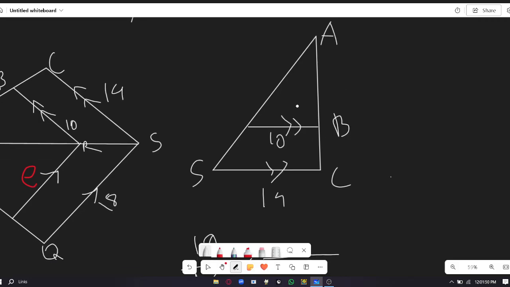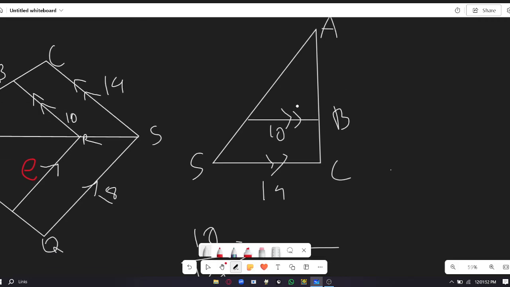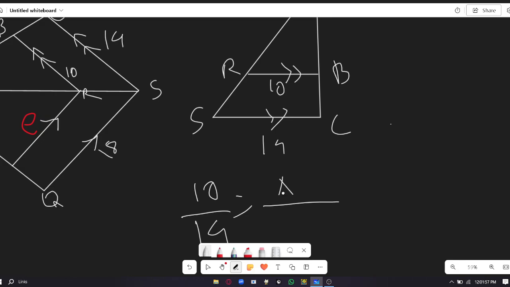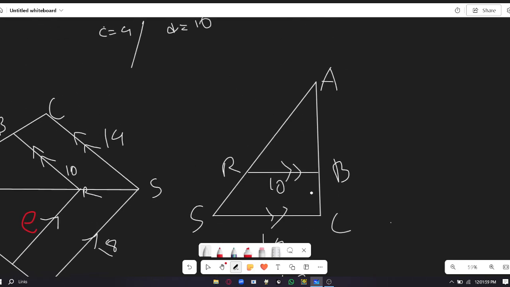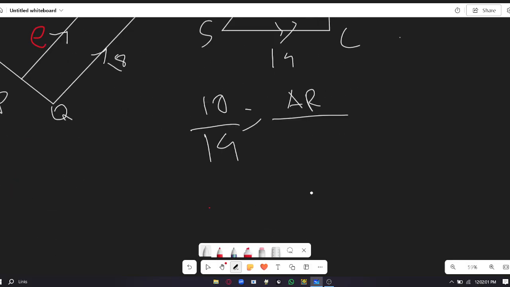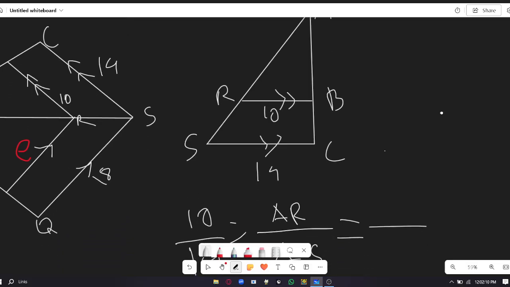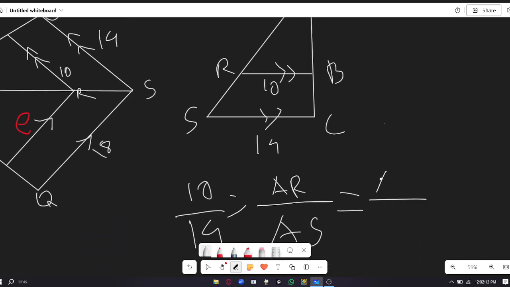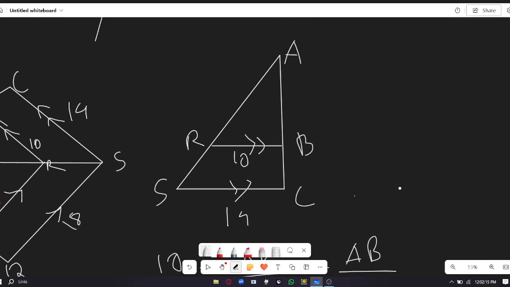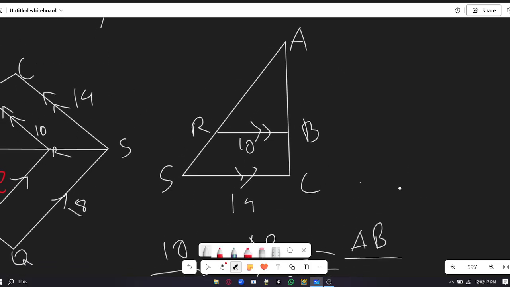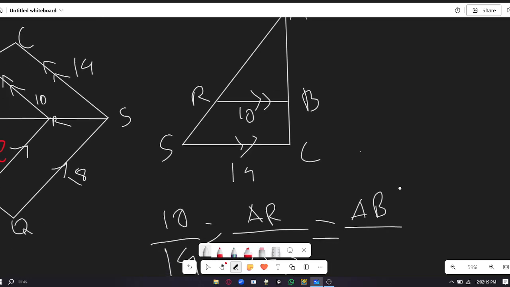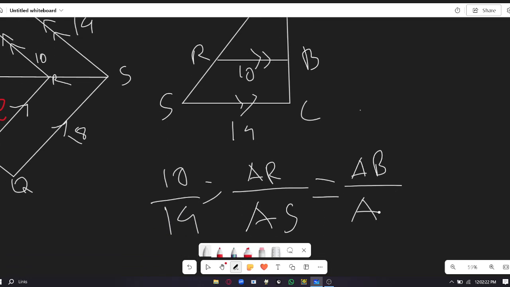Small ratio, is there a midpoint? Oh yeah, there is. It's R. I didn't see that. It's AR by the big one, which is AS. Now, for the other side, we have small one, which is AB, by AC. Let's keep this as it is.